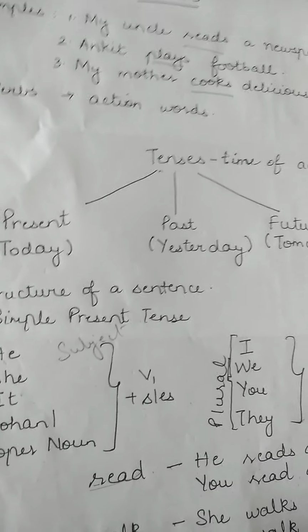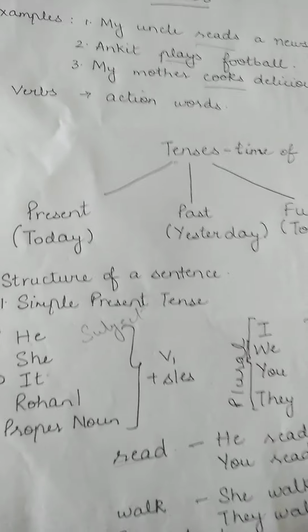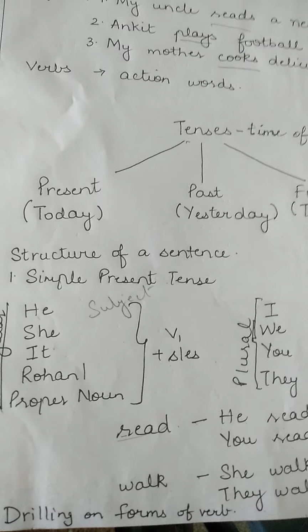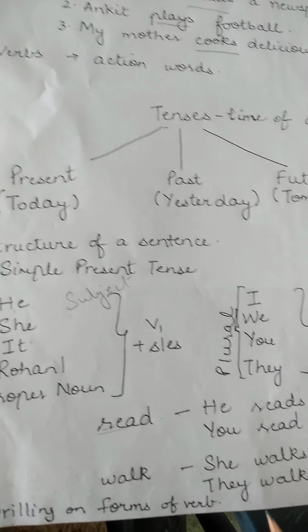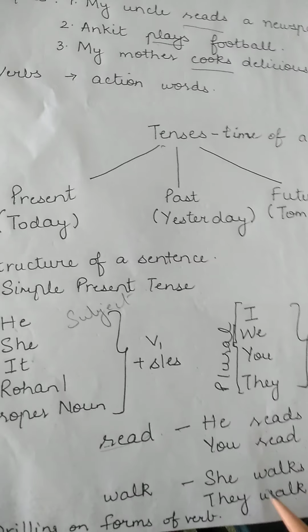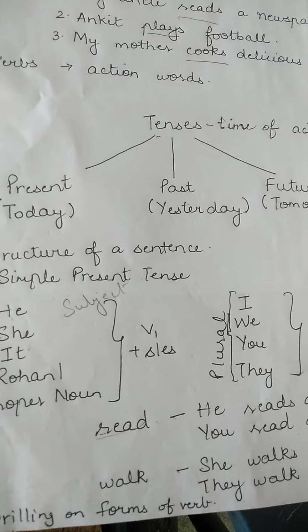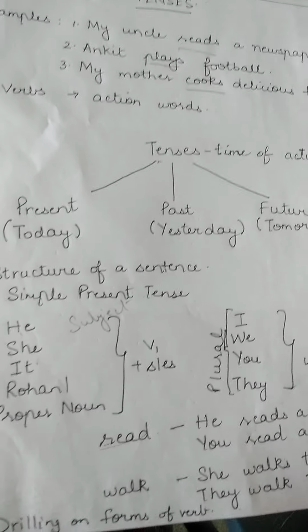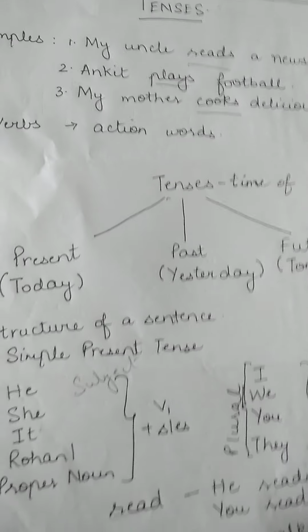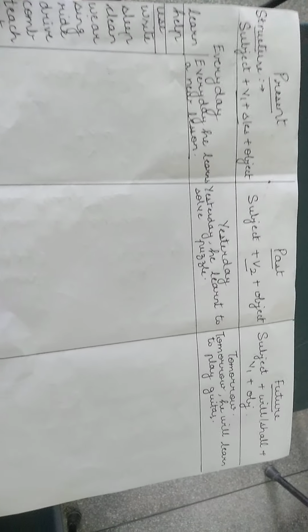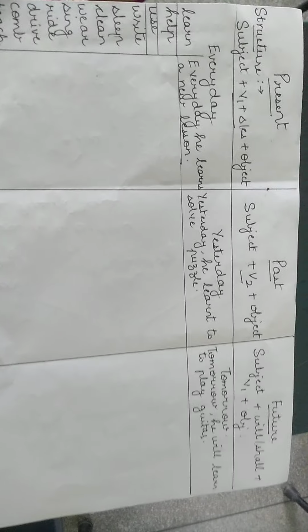Clear? To make the form of the verb more clear, you have to do the drilling on the forms of the verb, which I have sent you. Try to drill it every day after every interval so that you are able to convert the sentences into various forms. Now moving ahead. Over here, I have written the three forms of tenses, that is present, past and future.